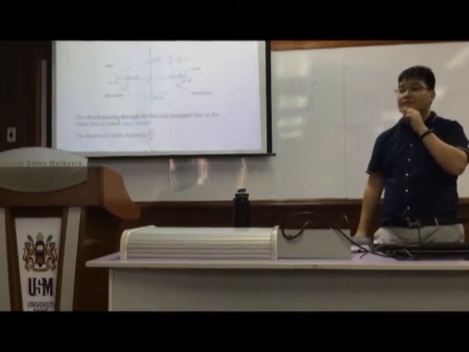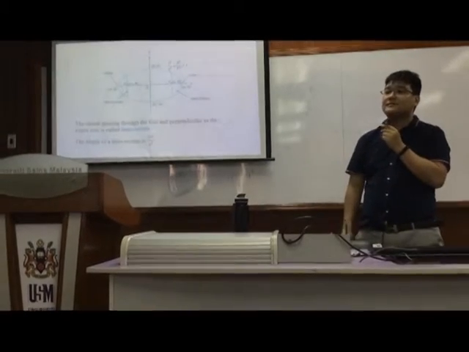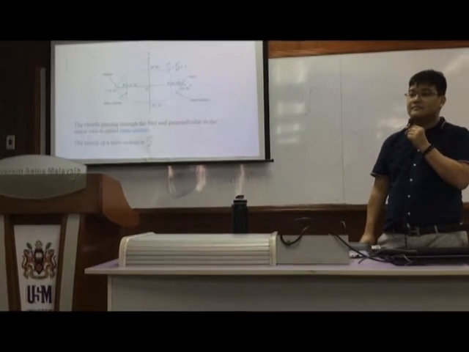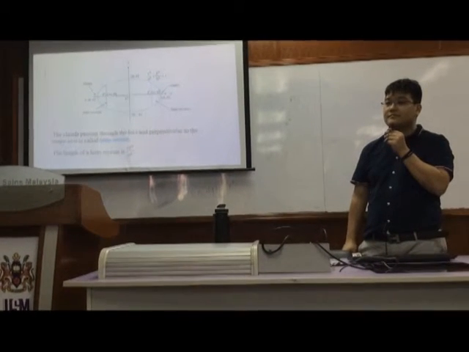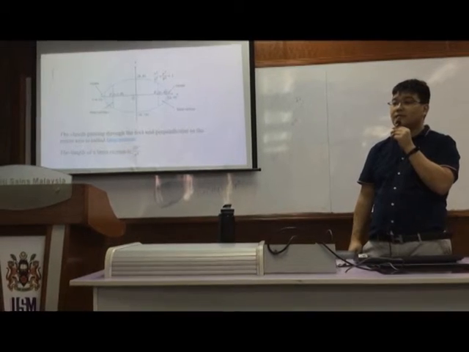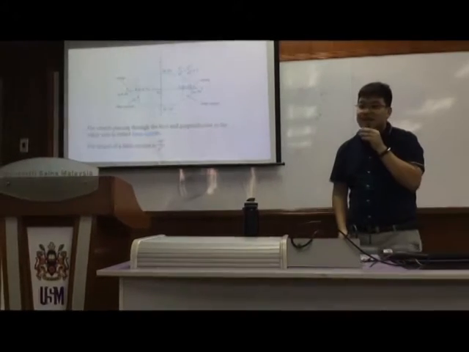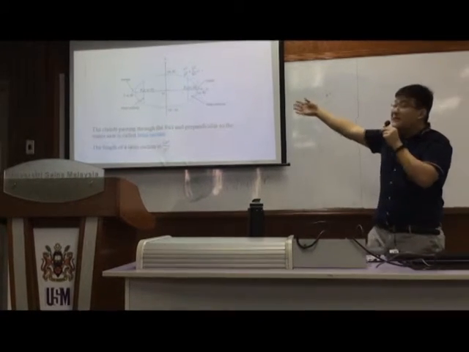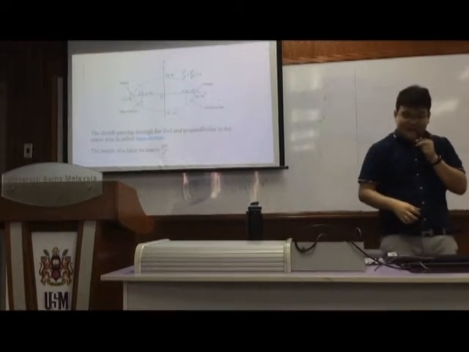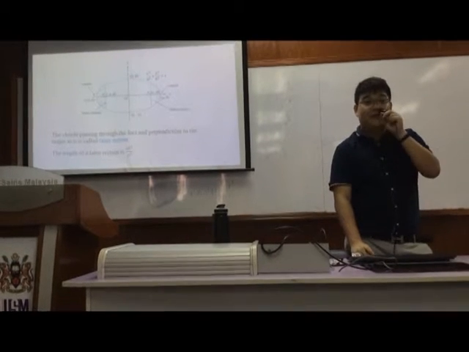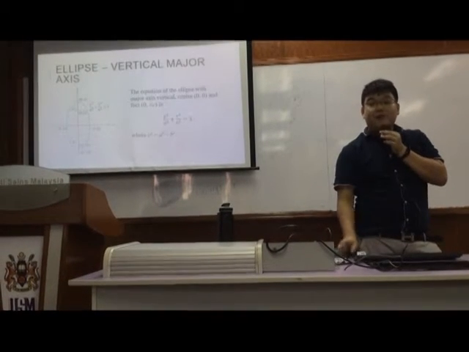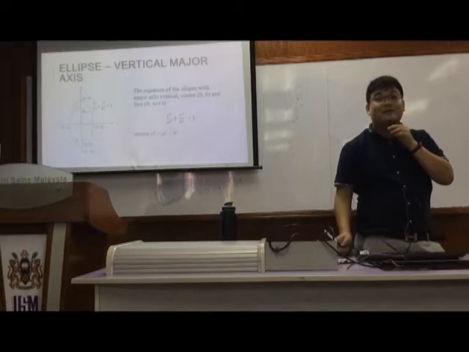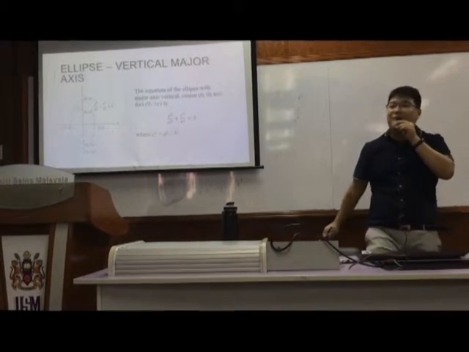Yes, sir. I want to ask, how did we know from the equation, right? How did we know the major axis and minor axis from the equation? Okay, very good question. So we will continue on how to determine whether the major axis is horizontal or vertical. Just now we viewed only the horizontal one. So now let's review the vertical first before we go into determining. So please stay put with me.